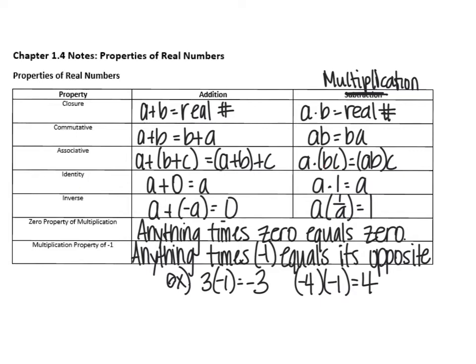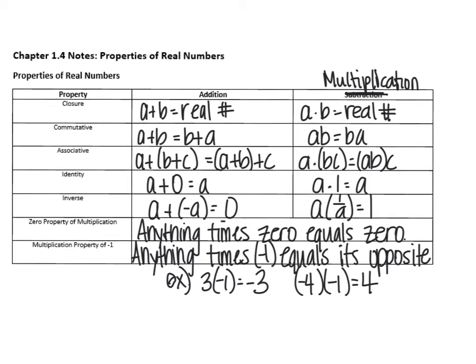There's also the identity property of addition, which means that if you add 0 to a number, you'll get that number. Or if you multiply a number by 1, you'll get that number. That's under multiplication. Then there's the inverse property of addition, which means if you add opposites, you get 0. And the inverse property of multiplication, which means if you multiply reciprocals, you get 1.